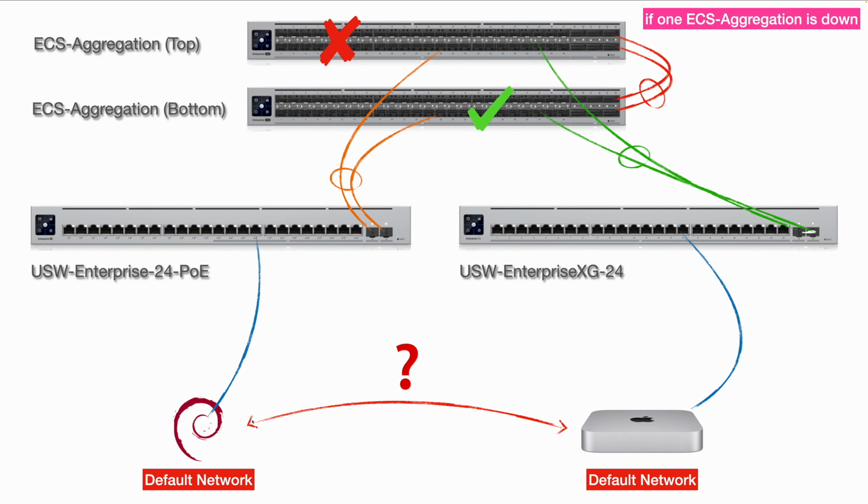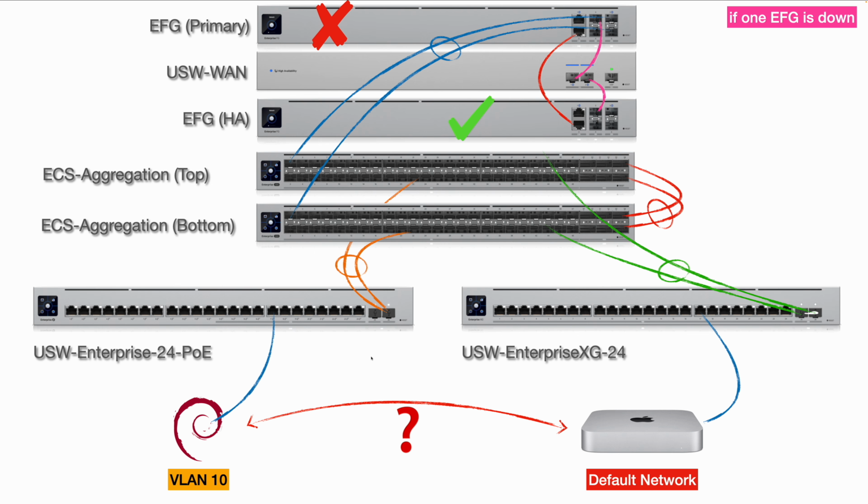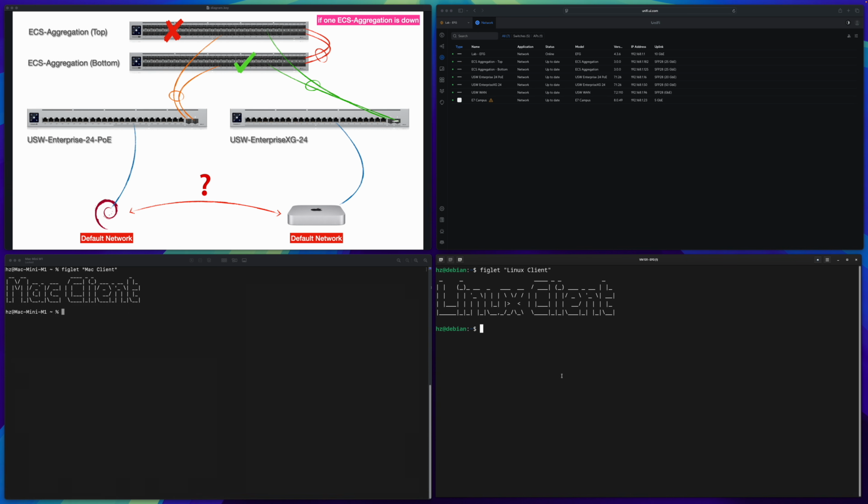Because they are in the same VLAN, the router, the gateway, is not a factor in this testing. And the second testing is what if an EFG is down? I connect the two client machines to different VLANs, so whether the communication will be impacted or not. Let's get started. So in the lower part of the screen, I show you two client machines.